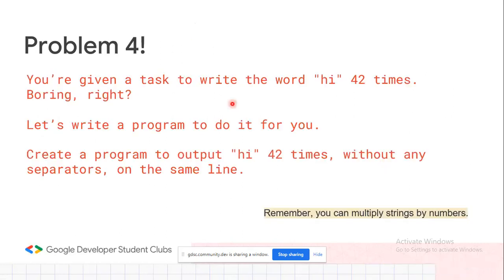So this is problem 4, and this is the last problem for today. We are given a task to write the word "hi" 42 times. It might be boring, right? But no problem. We can write a program to do it. So let's create a program to output "hi" 42 times without any separators, just on the same line.